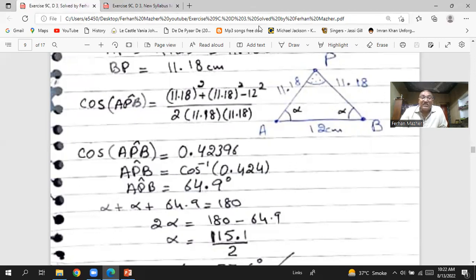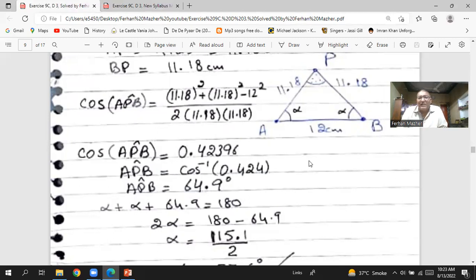So the actual question is the PAB angle. So this is alpha, because these two sides are equal. So it's an isosceles triangle. So this angle, suppose it's alpha, this angle will also be alpha because it's an isosceles triangle. These will be the base angles of the isosceles triangle.